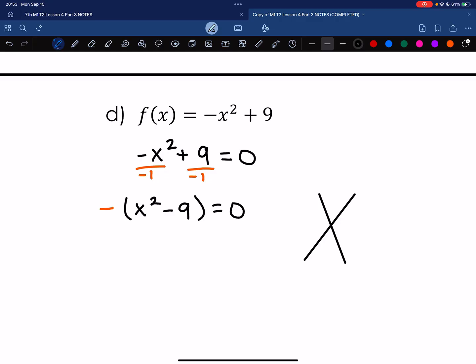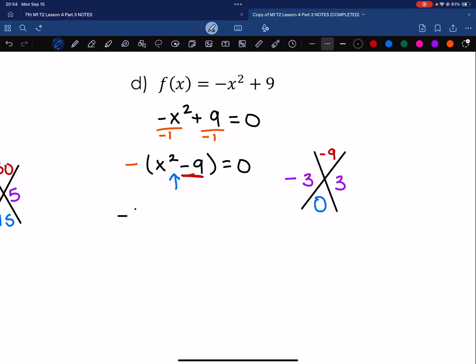And so now we can go ahead and set this up. So 9 or negative 9 is what we want to multiply to get. And notice we're missing that middle term, so we're trying to get 0. So what can we multiply to get negative 9 but add to get 0? That means that our numbers need to be the same, but one needs to be negative and one needs to be positive. So that would be a negative 3 and a positive 3. So this factors into x minus 3 times x plus 3.